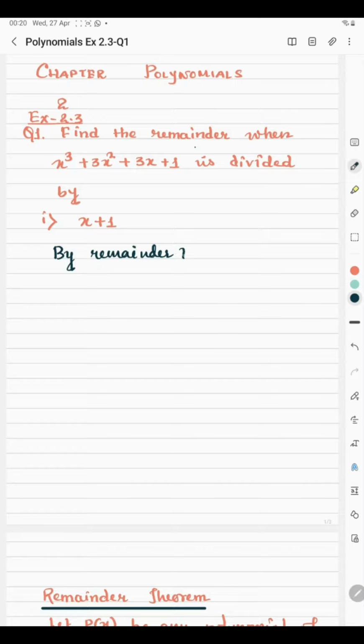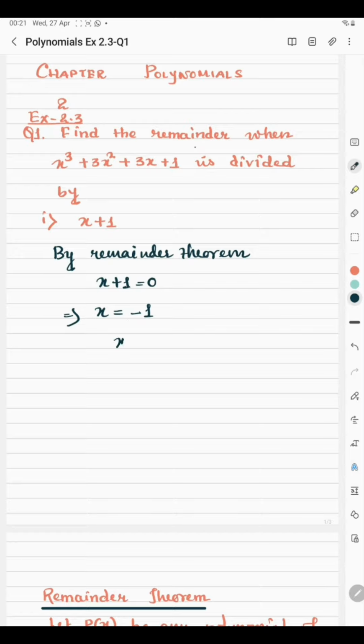So by the remainder theorem, x plus 1 is equal to 0. So what will be the value of x? If you transpose 1 to the right hand side, then plus 1 will be minus 1. So the value of x will be minus 1. Now we'll put the value of x in this polynomial.